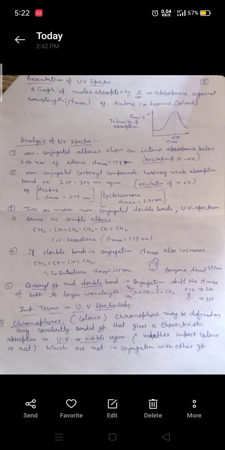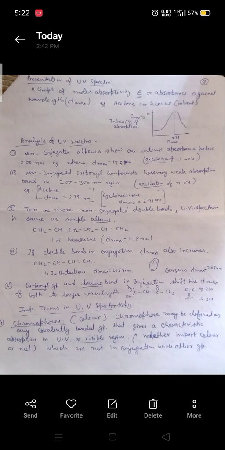If double bonds are in conjugation, then lambda max also increases. For example, 1,3-butadiene lambda max value is 215 nanometer, and for benzene lambda max is 257 nanometer. A carbonyl group and double bond in conjugation shift the lambda max of both to longer wavelength. For example, in this diagram the carbon-carbon double bond has lambda max value at 230, and the carbonyl group shows 327.